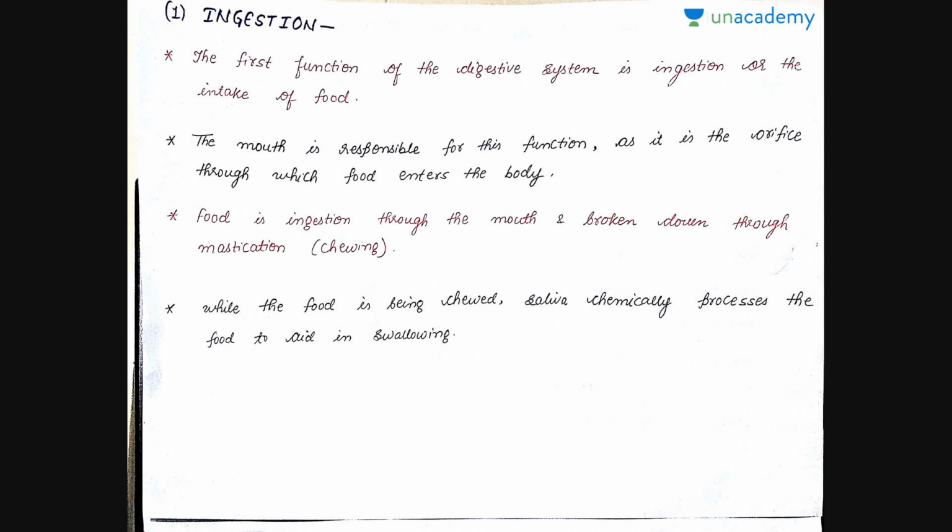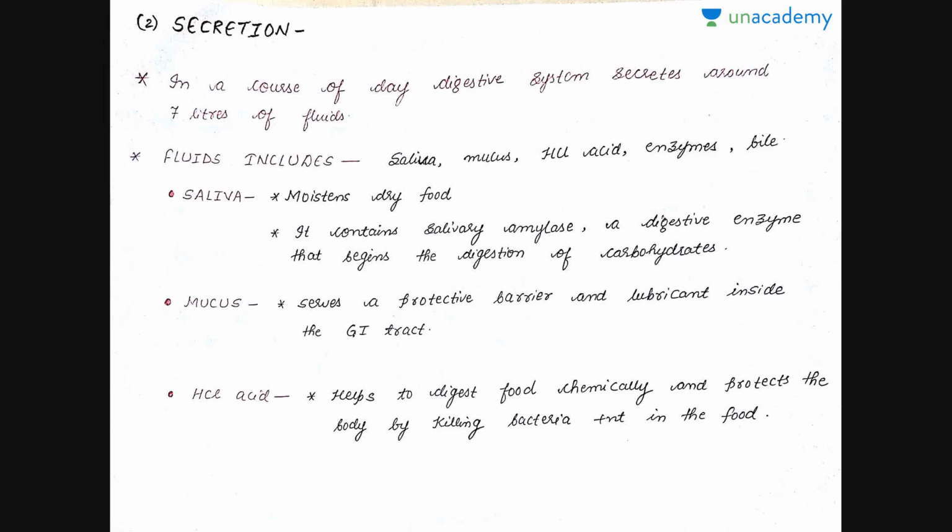So the next step after ingestion is the process of secretion. You must know that in the course of a day, the digestive system secretes around 7 liters of fluid, and this fluid includes not only saliva but also mucus, HCl or hydrochloric acid, enzymes and bile. So we will go through the functions one by one. The saliva moistens the dry food for easy passage and easy digestion. It also contains a digestive enzyme known as salivary amylase, which begins the digestion of carbohydrates.